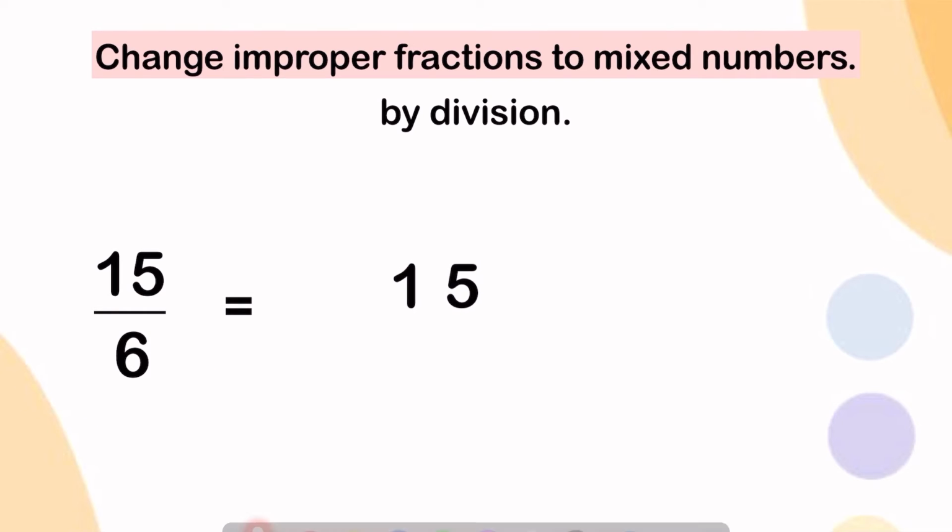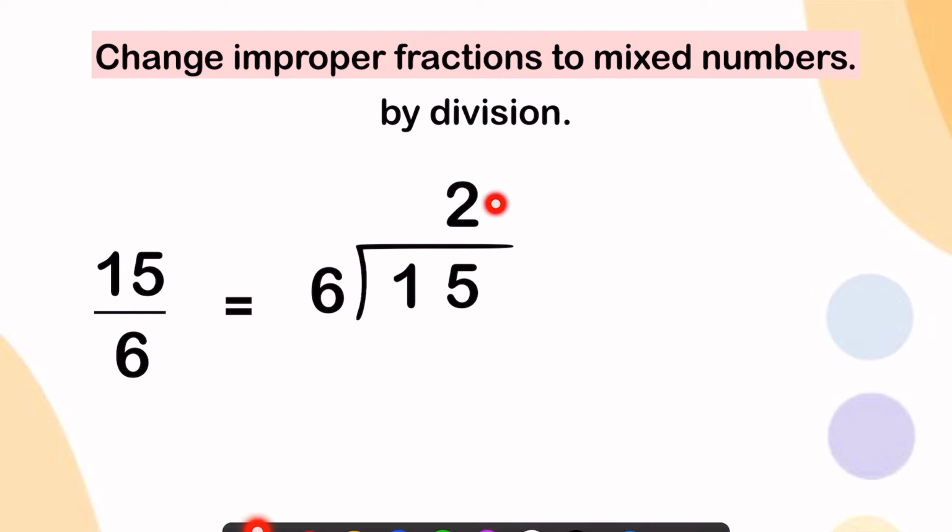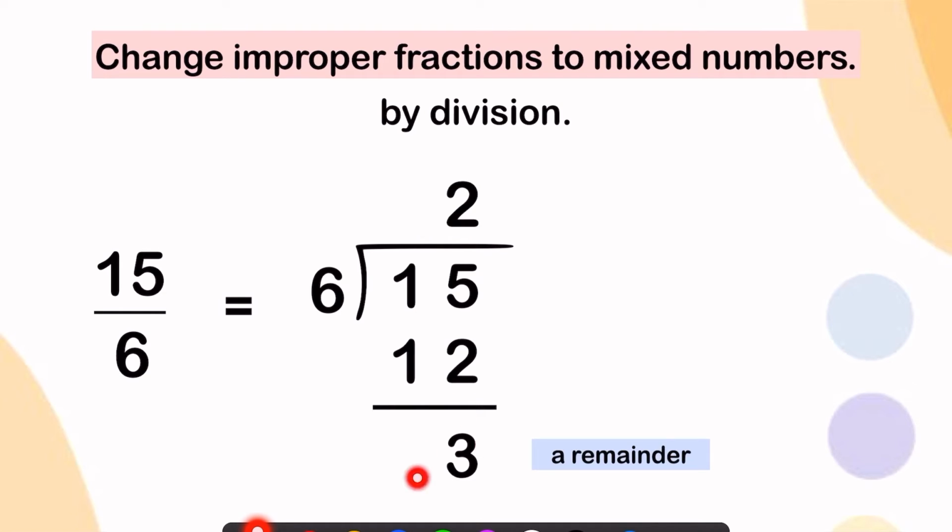Now you have to divide 15 by the number 6. And how many times does 6 go into 15? At least 2, right? 6 times 2 is 12. 15 minus 12 is 3. So the number 3, we call a remainder.